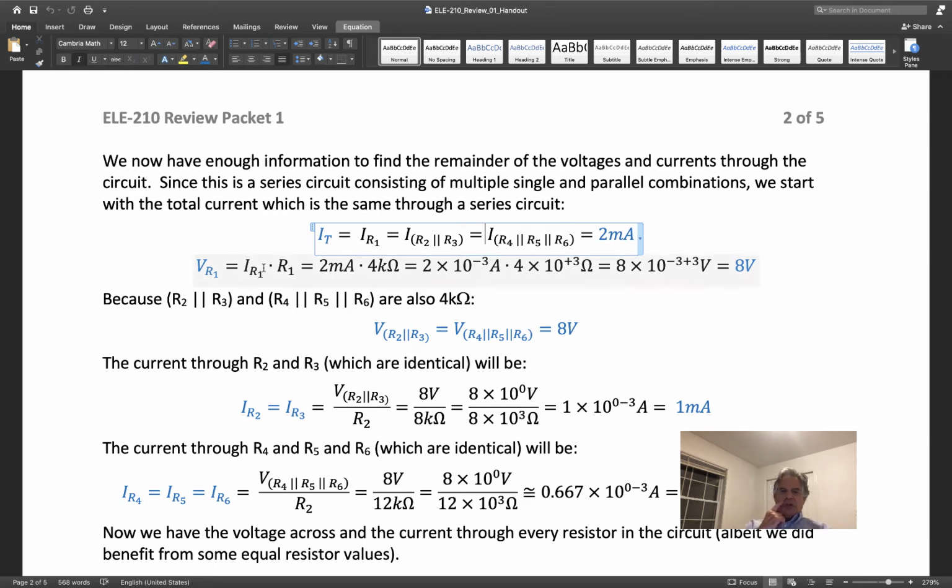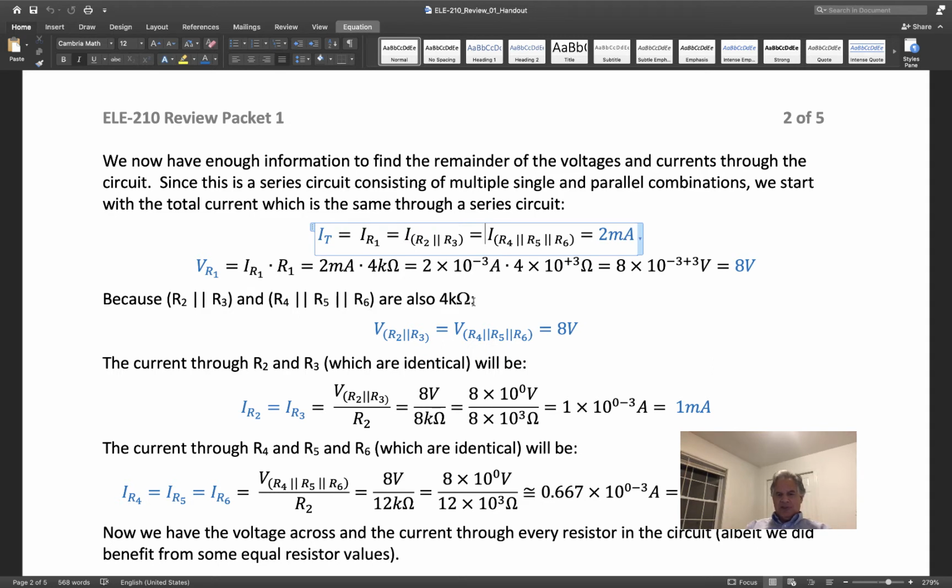So we start off with R1 and IR1. Again, it's going to be 2 milliamps because it's the total current, times 4K. So 2 times 4 is going to give us 8. The milli is minus 3. The K is plus 3. When we multiply, we add the powers of 10. And so we wind up with 8 times 10 to the 0, which is 1, so 8 volts. So there'll be 8 volts across R1.